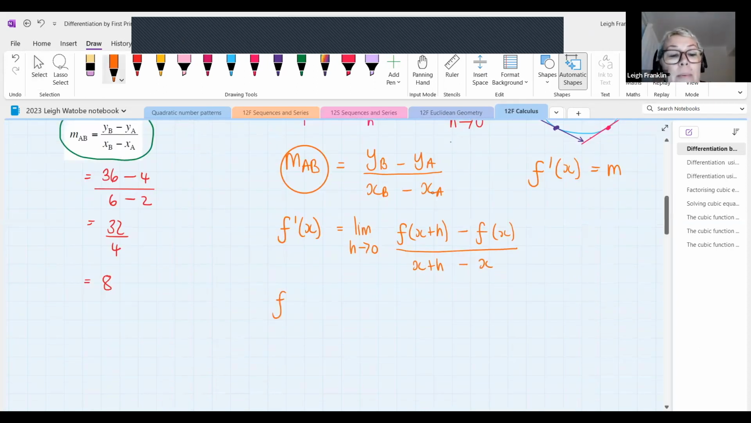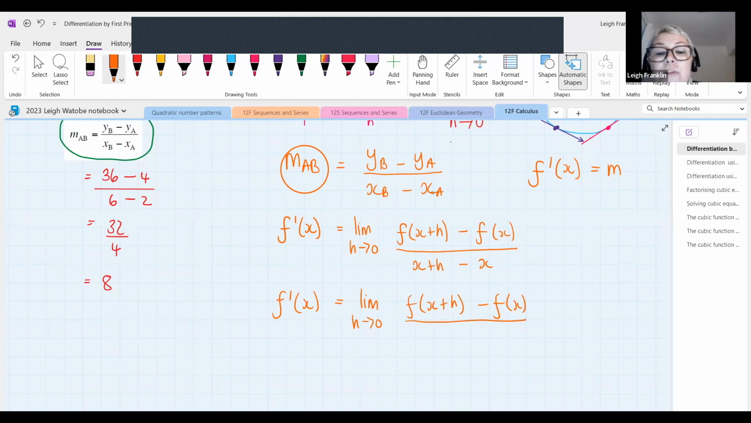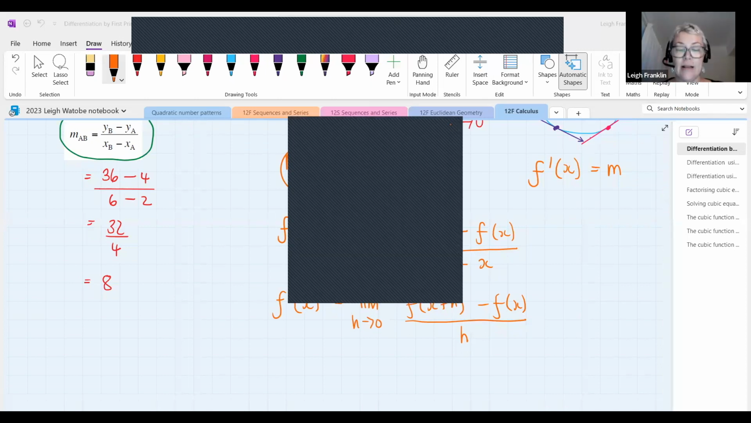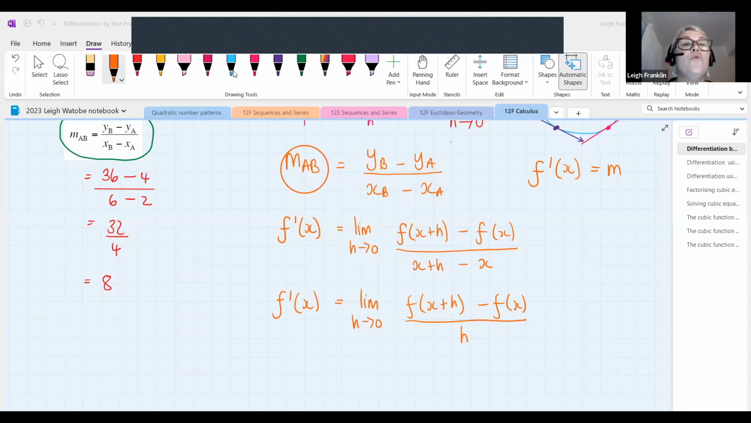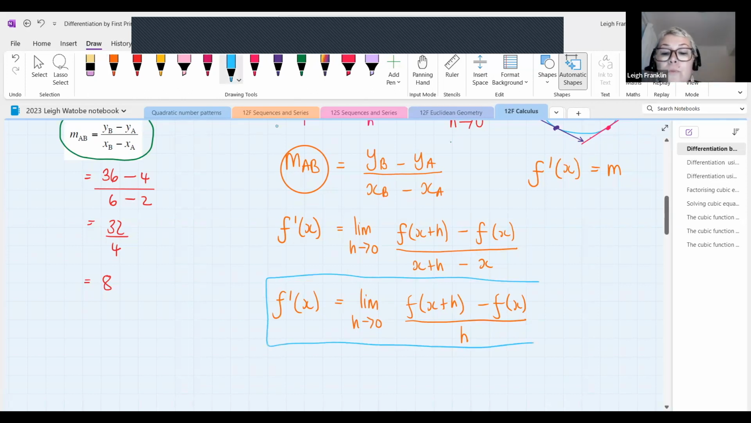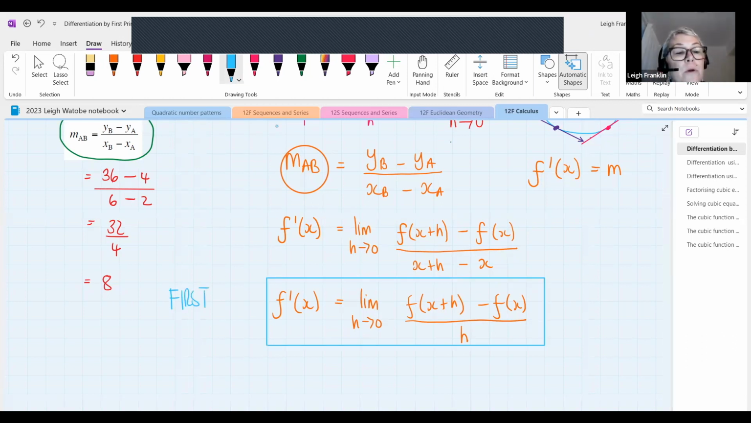What ends up happening here is we simplify those like terms. At the top, we've still got f of x plus h minus f of x. And at the bottom, x plus h minus x means that we have this h left over. Exactly. So this is your formula for first principles. And it's on your formula sheet.